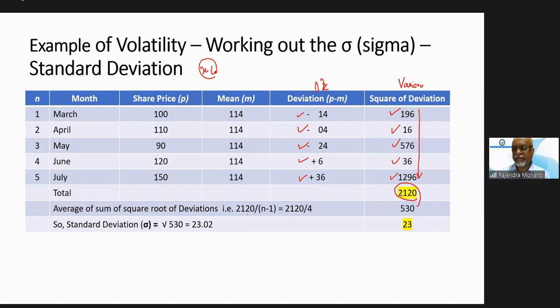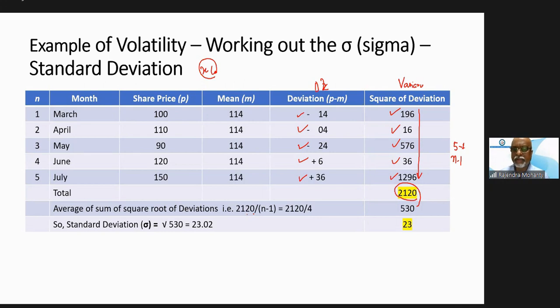Now this 2120 is the sum of squared deviations. Now we have to take the average of this. First, we take the sum, then we take the average variance. Always remember, in the case of a sample of say 5 or 6, or small data, to get the accurate answer, we have to use the formula.